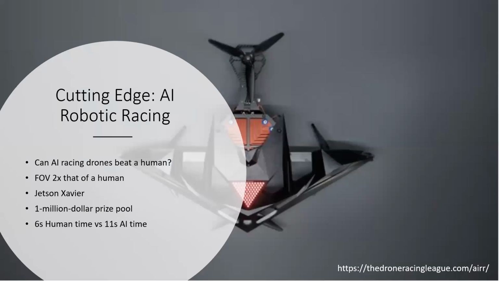There's also drone racing with vision and mapping. The Drone Racing League proposed a $1 million challenge in coordination with Lockheed Martin to see if AI racing drones could beat a human. They built this drone you see in the background, gave them to the contestants, with a field of view twice that of a human, running a Jetson Xavier. At the end of the day, this drone was able to do the course in about 11 seconds compared to what a human did in 6. So it's still a little slow, but the technology is emerging, and I think you'll see the drones get as fast as humans in the next couple of years.